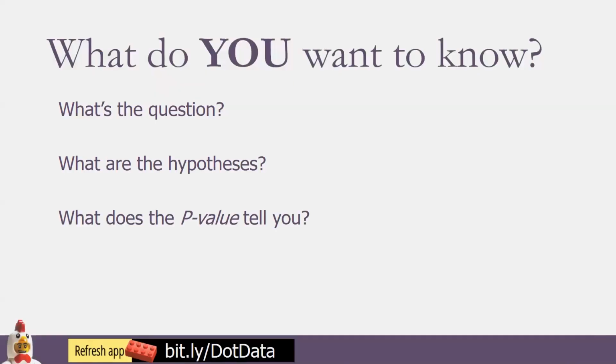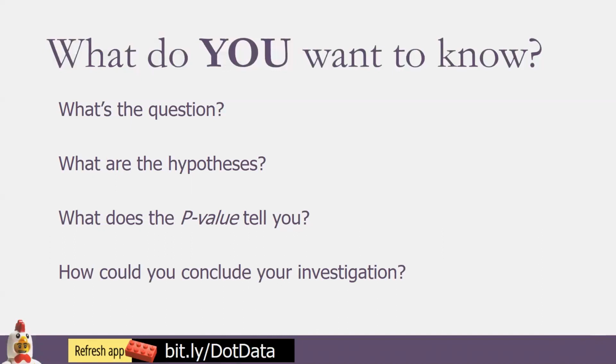Look at the p-value. What does it tell you? And remember, the p-value always tells you the strength of evidence against the null. So put it together in a sentence. I've got a really small p-value that tells me I've got strong evidence against my null. My null says that the means are the same. I've got strong evidence the means are not the same. What about generalizability? How would you conclude your investigation? But go have a play.